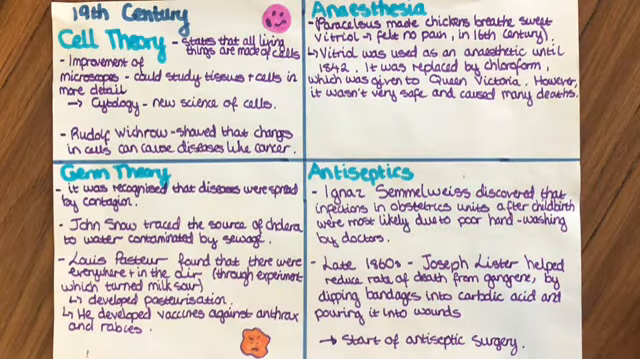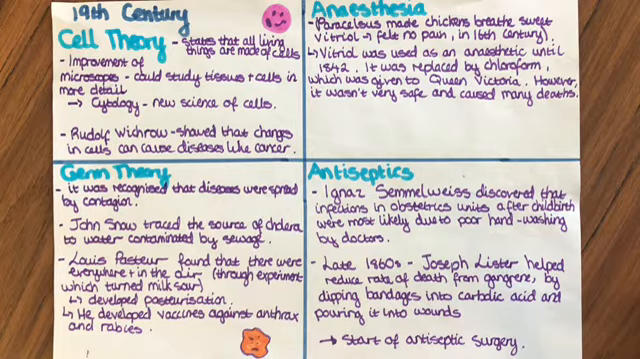In the 19th century, 4 main developments were made in medicine. One of these was cell theory, and this states that all living things are made of cells. This included the improvement of microscopes, which meant that people could study tissues and cells in more detail, and this led to cytology, the new science of cells.